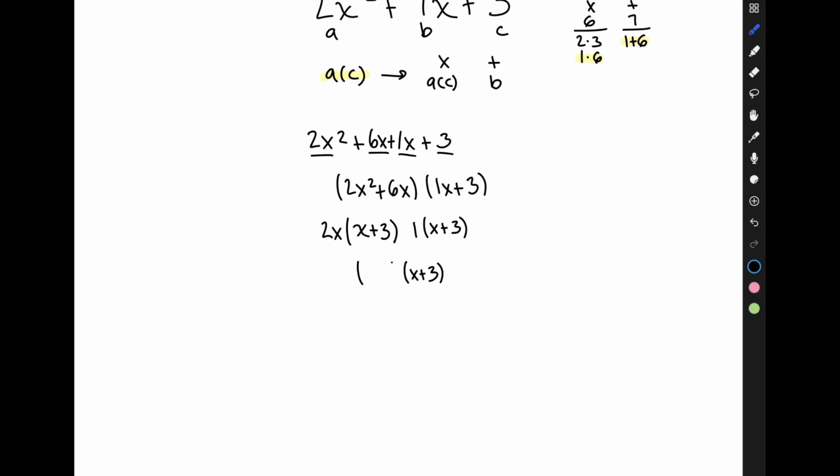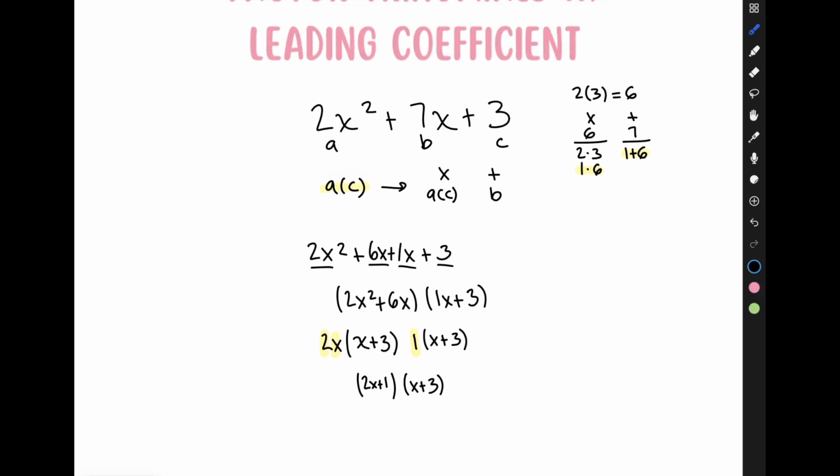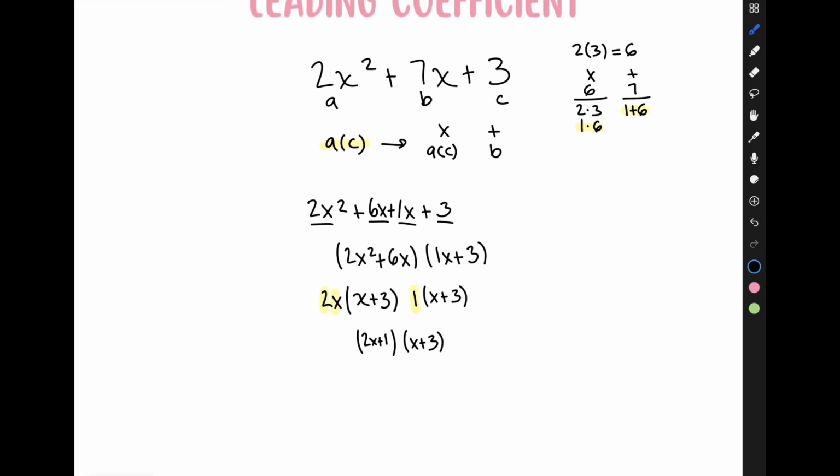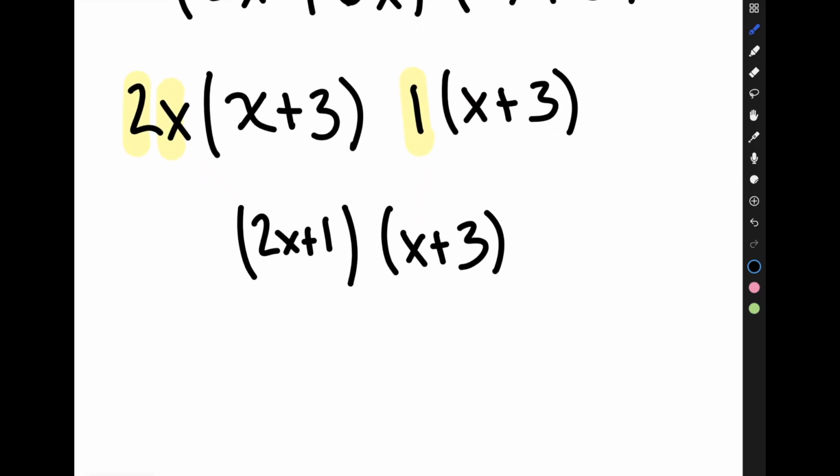And then you form your other parentheses by taking these two terms that you factored out. So your new parentheses is going to be 2x plus 1. And that's how you factor your trinomial when there's a leading coefficient. Notice that in the other example, it was typically x plus a number times x plus a number, but because we have 2, it's going to change a little bit. Instead of being x, it's now going to have a 2x in front.